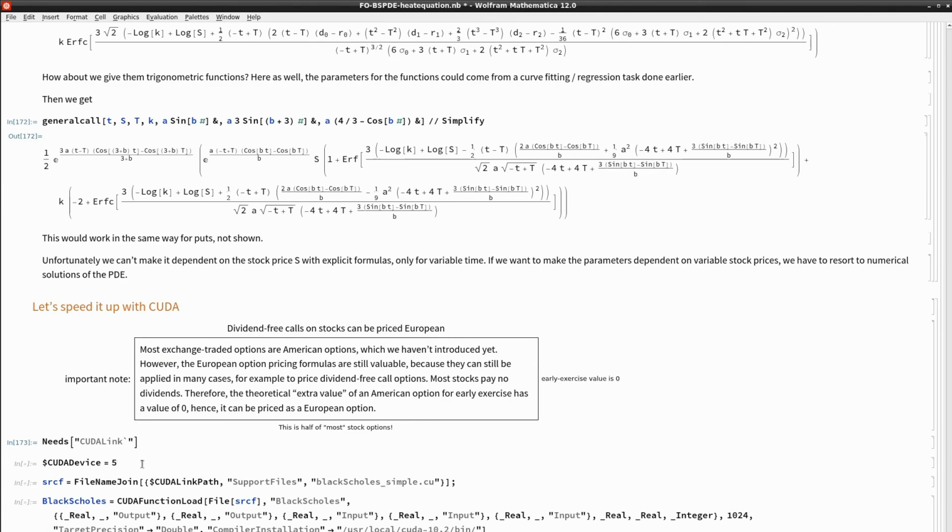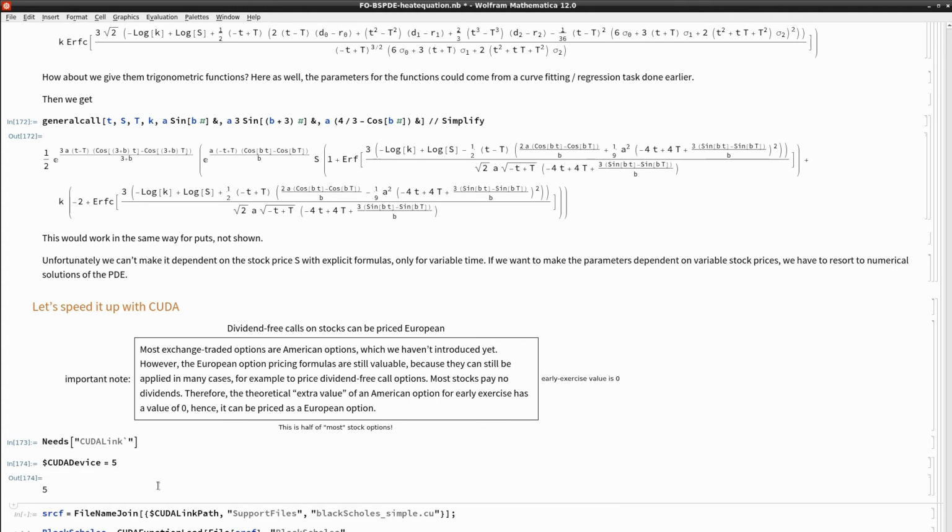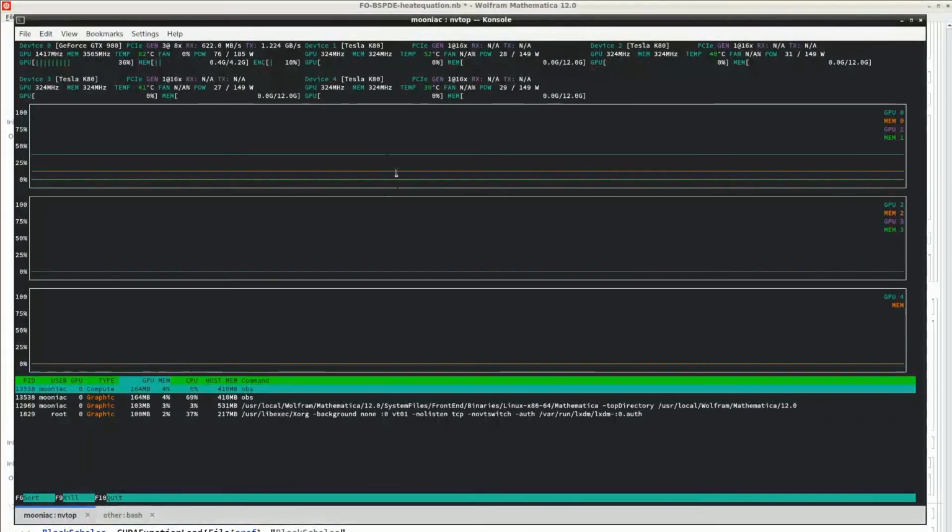So let's load the CUDA link package, and I prefer to use my GPU 5 simply because it is the coldest, the coolest that I have.